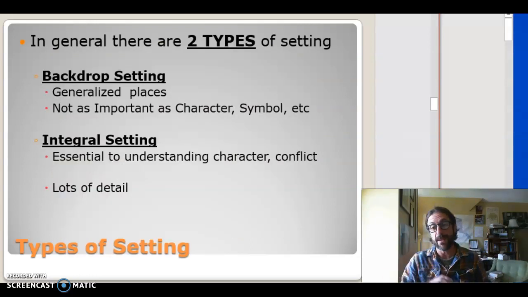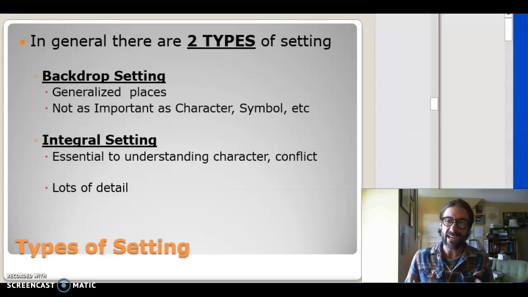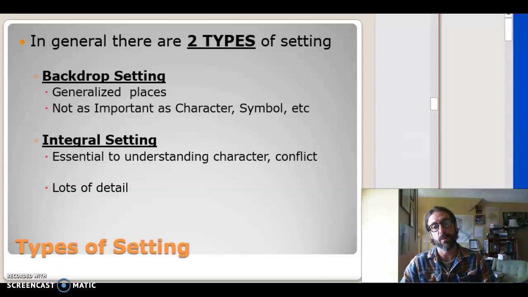We have 2 different types of setting. You can have backdrop settings and integral settings. Backdrop settings are places that we don't get a lot of specific information about. They're very generalized. In a story that has a backdrop setting, you might have character or symbol be more important than necessarily setting. I like to think of a backdrop setting as a story you could literally take and set in a different place, and the story could still happen and still occur. The setting isn't that crucial.